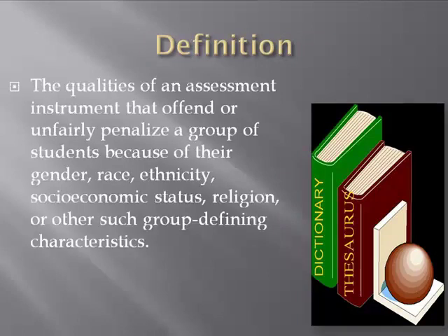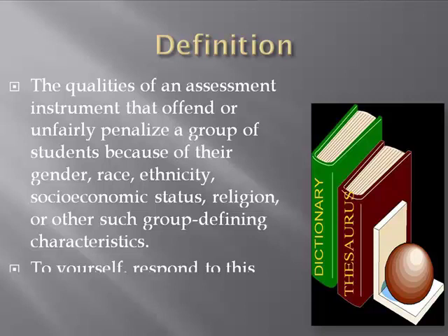Let's talk about the definition. This is the definition of bias, and I'll read it. You can read along with me. The qualities of an assessment instrument that offend or unfairly penalize a group of students because of their gender, race, ethnicity, socioeconomic status, religion, or other such group defining characteristics.